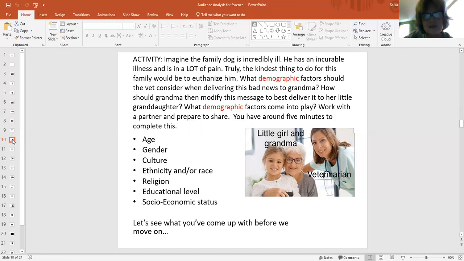Okay, so imagine the family dog is incredibly ill. He has an incurable illness and is in a lot of pain. This is a rough decision, by the way. Truly, the kindest thing to do for this family would be to euthanize him. What demographic factors should the veterinarian consider when delivering this bad news to grandma? How should grandma then modify this message to best deliver it to her little granddaughter? What demographic factors come into play? Work with a partner, your imaginary friend is fine, and prepare to share.